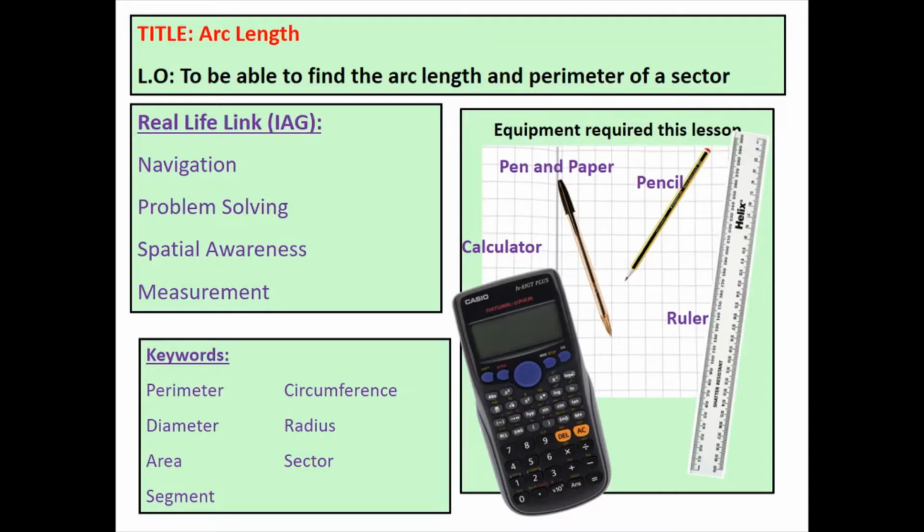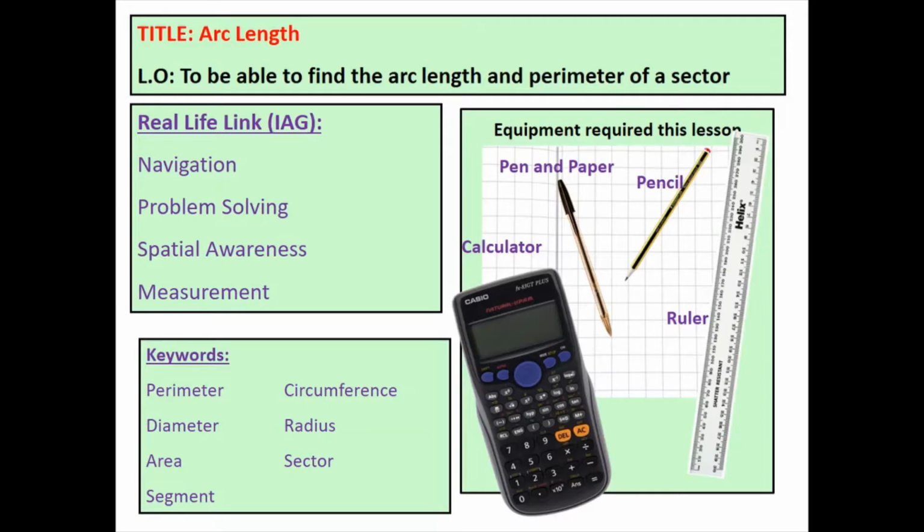So today's lesson is on arc length. In order to access this lesson, you're going to need a calculator, pen or pencil, and some paper, and also a ruler for some neater diagrams, although the ruler isn't mandatory. The calculator, however, is. You will need that calculator today. So the aim of today's lesson is to be able to work out the arc lengths and perimeters of sectors.